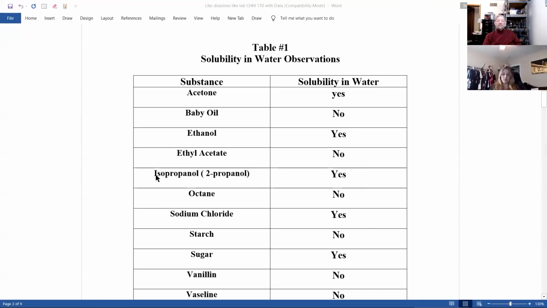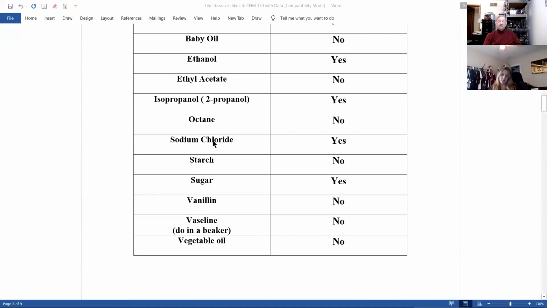And unfortunately, since we're not face to face, here's what the results are. Notice we got some interesting things: acetone, baby oil, ethanol, ethyl acetate, 2-propanol isopropyl alcohol, and octane, sodium chloride, starch, sugar, vanillin, Vaseline. I have you do it in a beaker because it's almost impossible to clean out of a test tube, and vegetable oil.